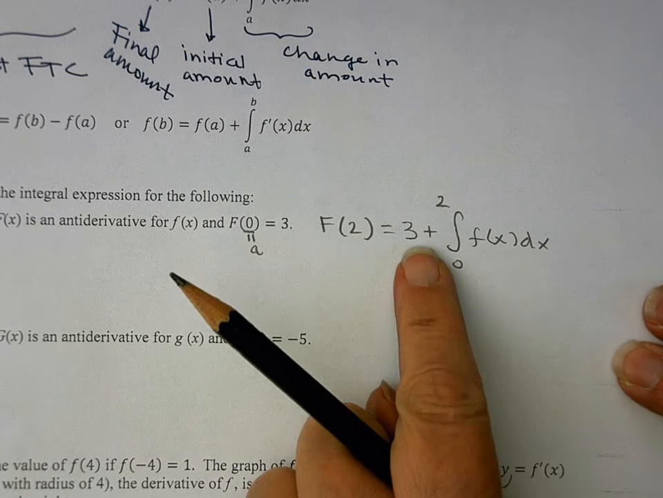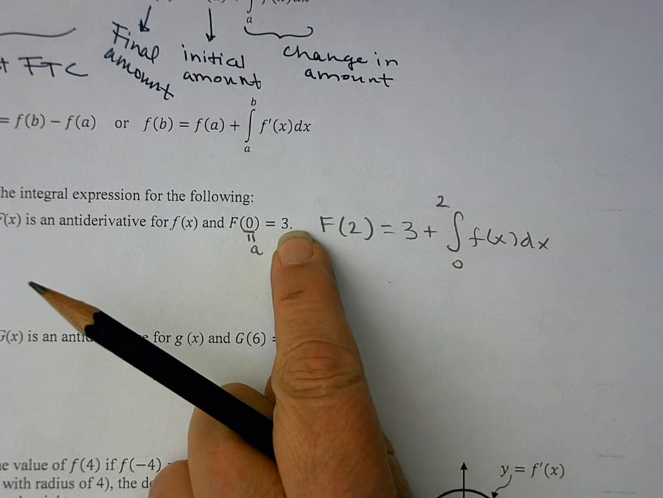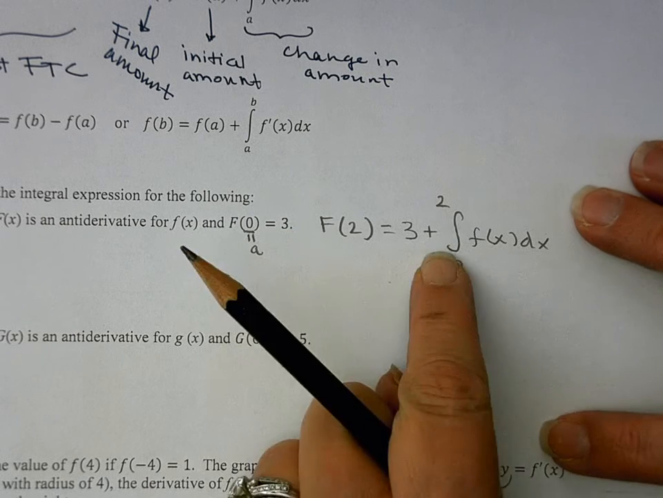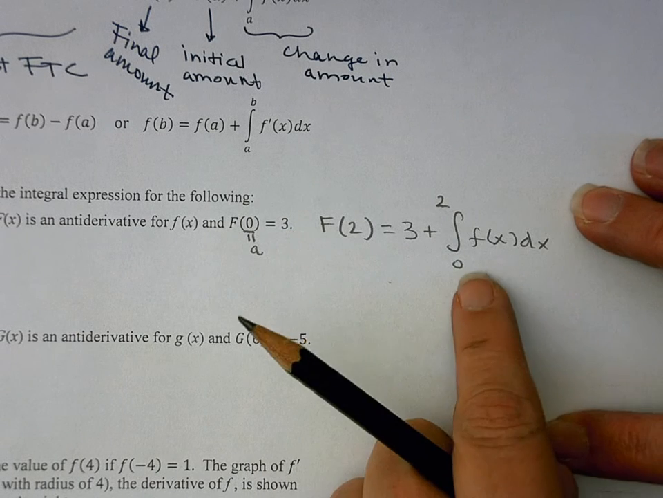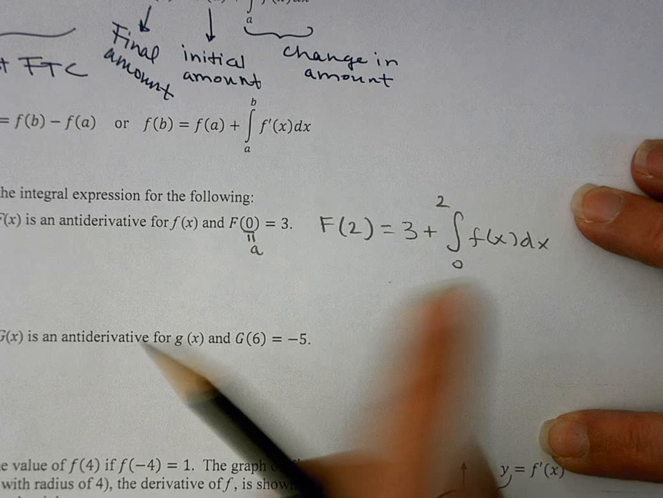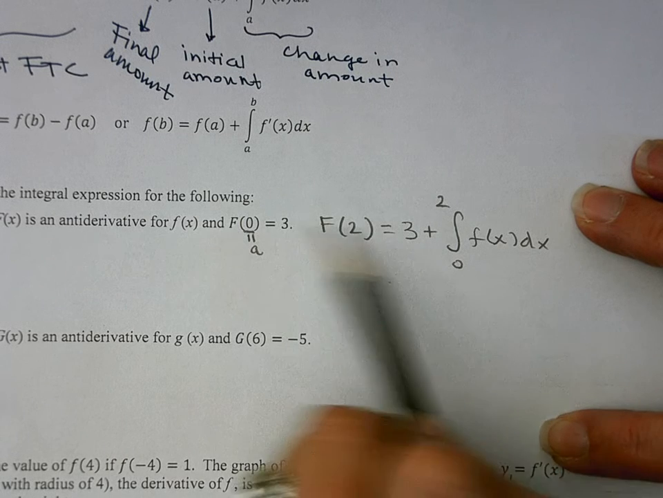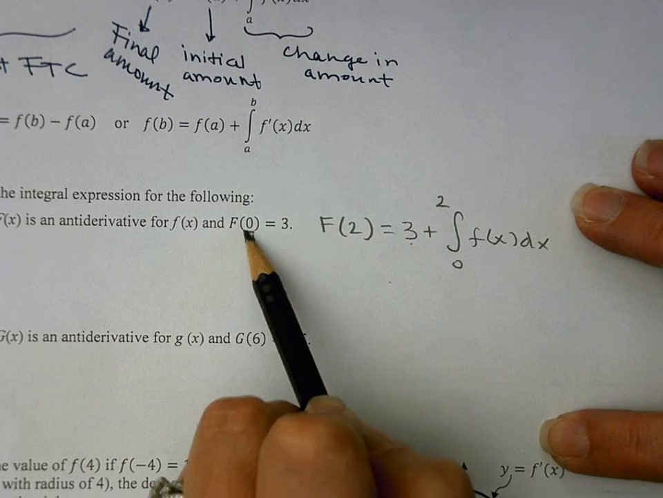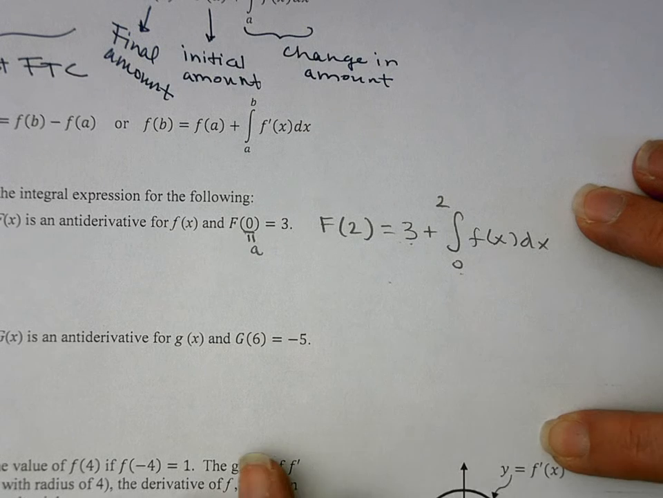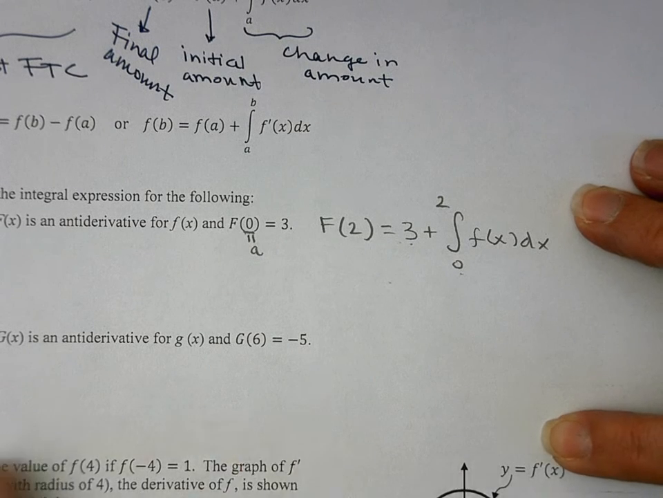So our starting value was 3, and then we're going to make some sort of change, we don't know what that is, from 0 to 2, okay? And so keeping in mind that this was at x equals 0, right? At x equals 0, and my lower limit is 0 as well, okay? All right, so let's take a look at the next one.